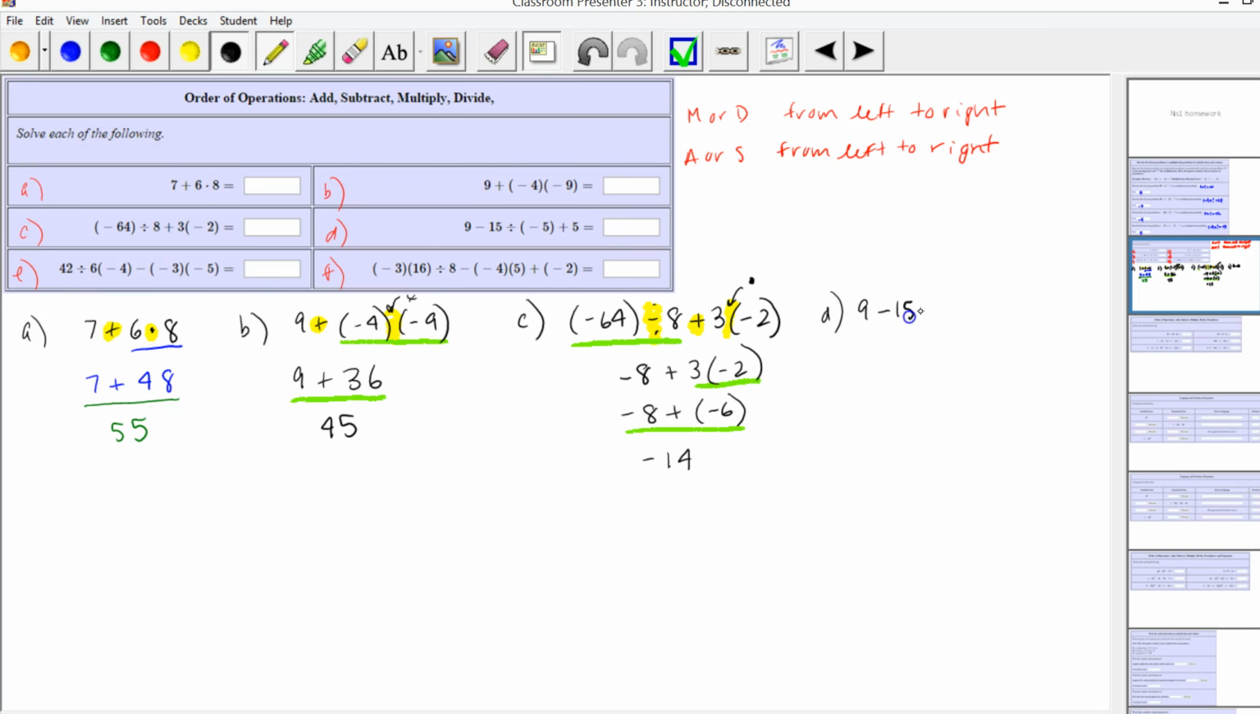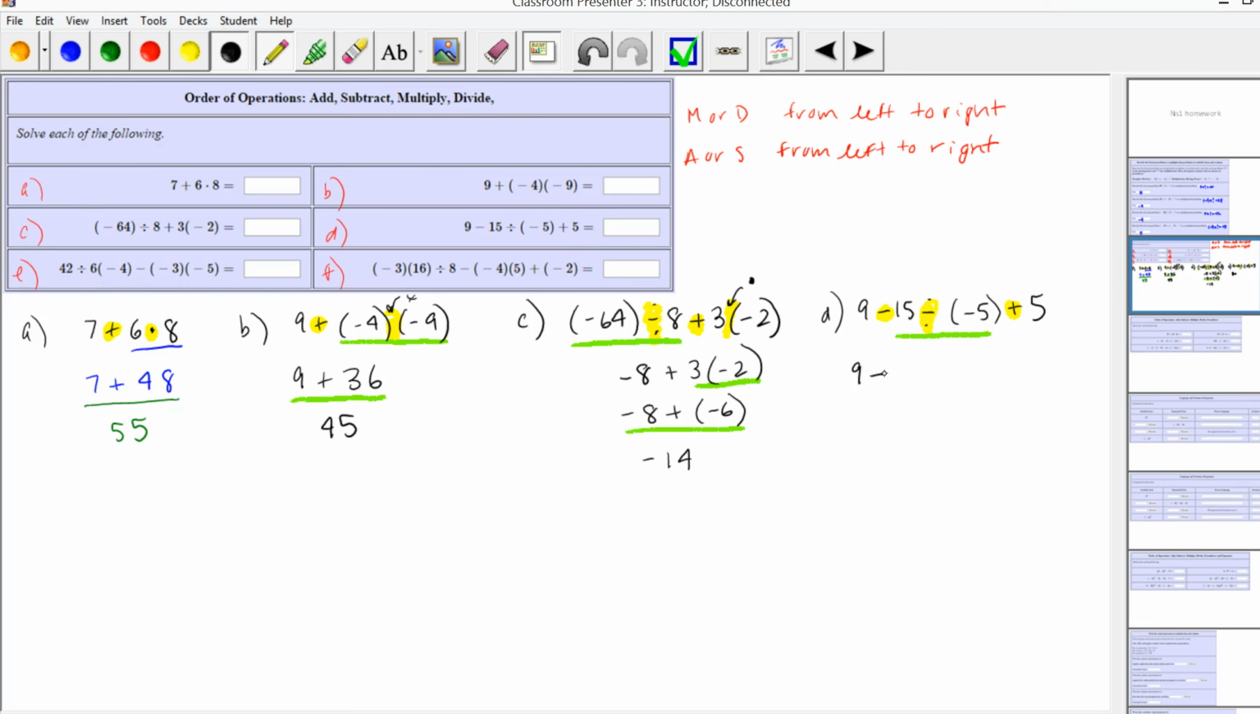9 minus 15 divided by negative 5 plus 5. Okay. Now this is one where I can see students jumping the gun. It's really tempting to just say that this is 0, because you see a negative 5 and a 5 and it makes part of the problem go away. But notice we cannot do that because we have subtraction, division, and addition. And the division has to come first. So we'll start by dividing 15 by negative 5.